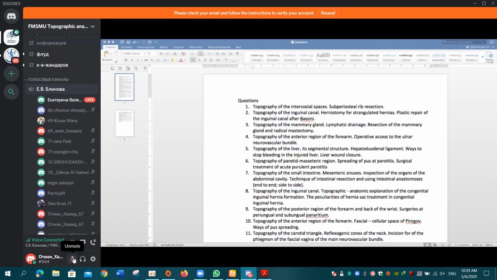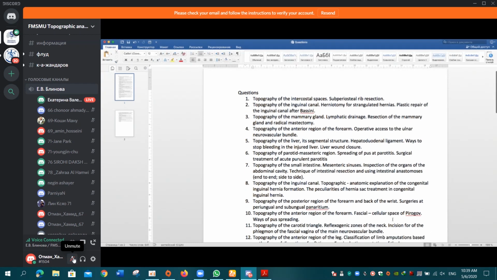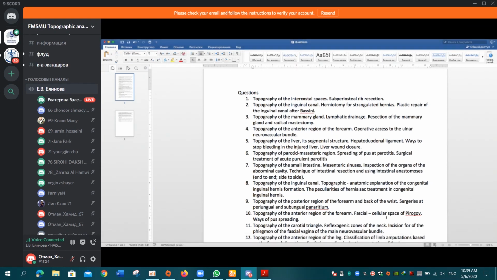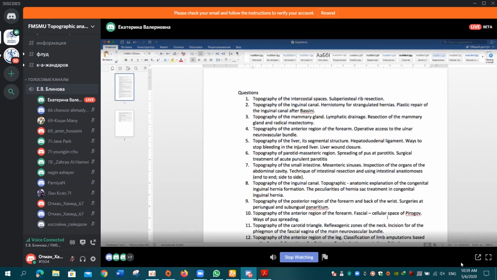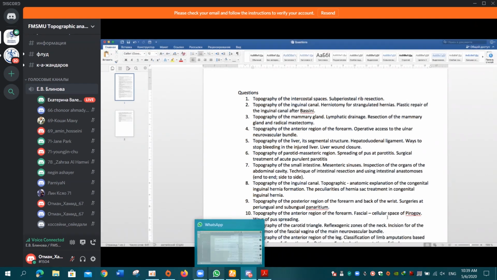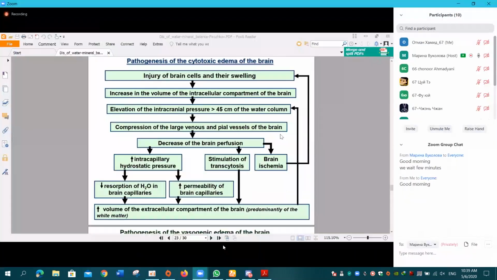And next, the topography of the mammary gland. It's also very simple. In the slide, you should write the borders of the mammary gland: superiorly, the second rib; inferiorly, the sixth rib; medially, the lateral margin of the sternum; and laterally, the anterior axillary line. The mammary gland includes 15-20 lobes, and every lobe has its own duct, opening to the nipple.